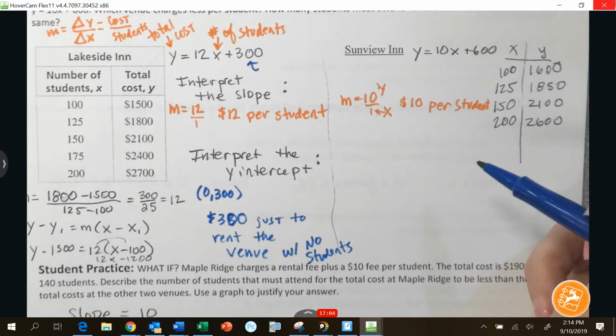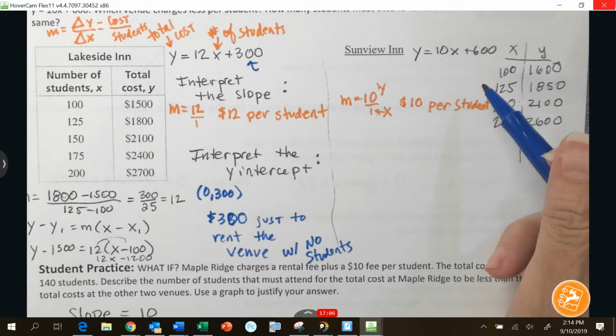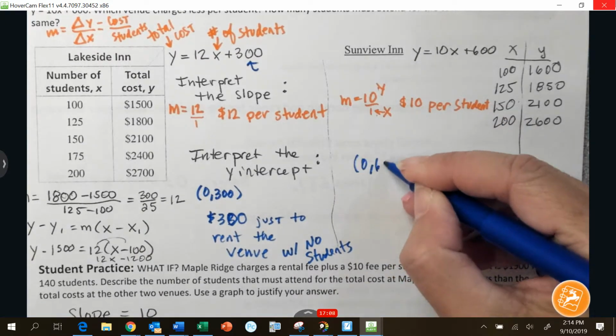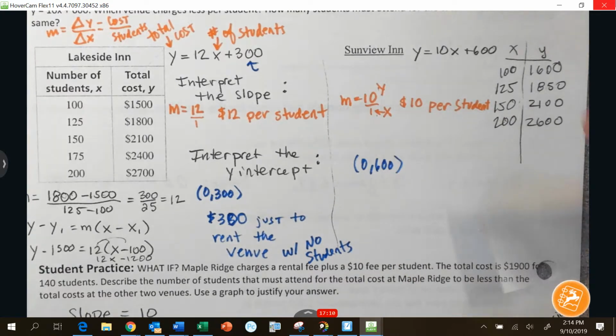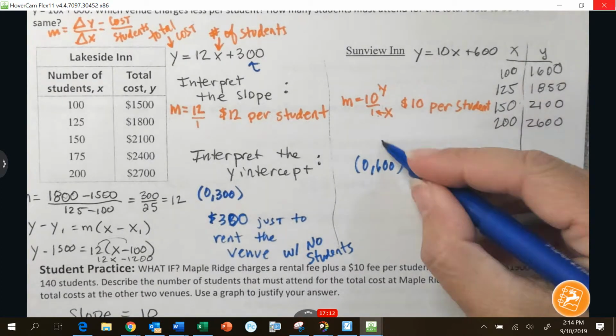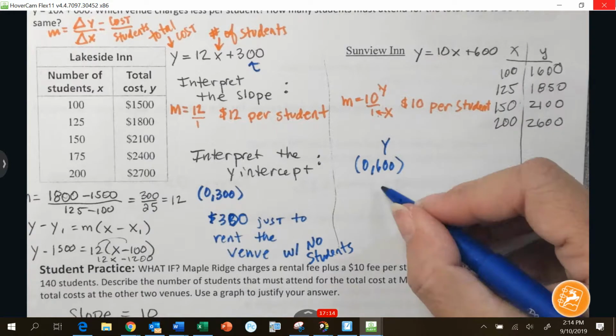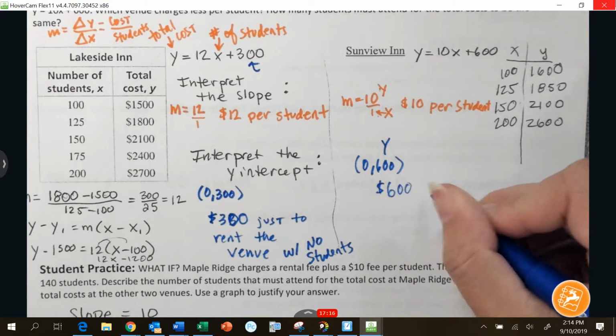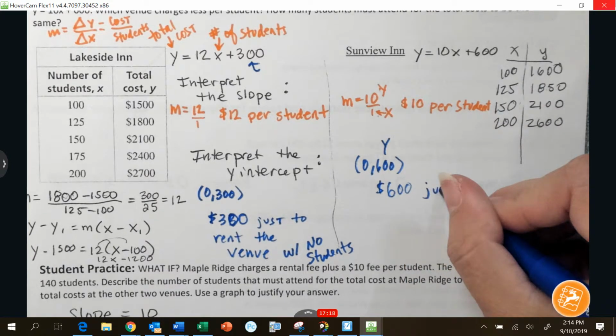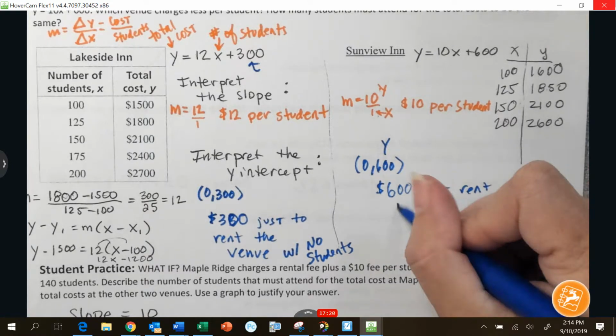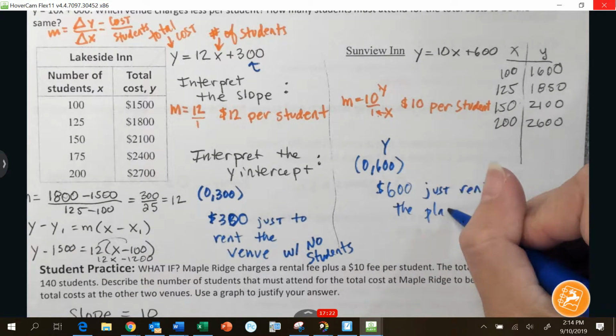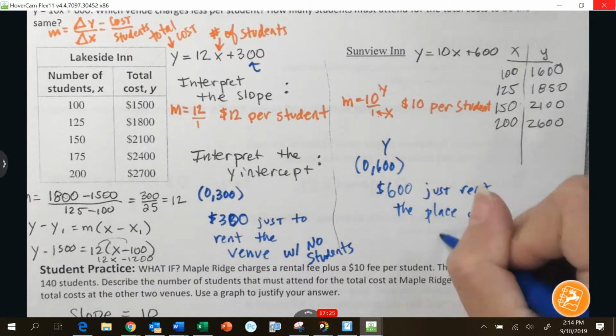So how about the Sunview Inn? What's (0, 600) mean? Y is money. So this is $600 just to rent the place with no students.